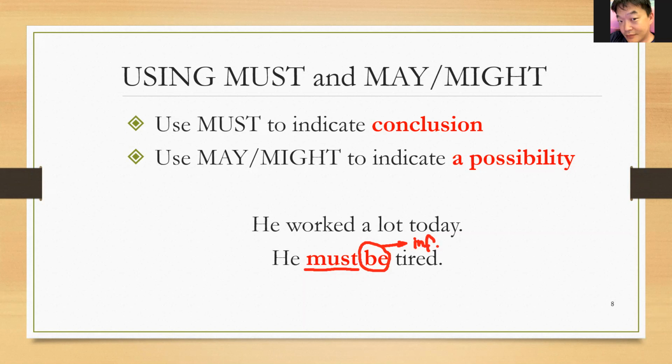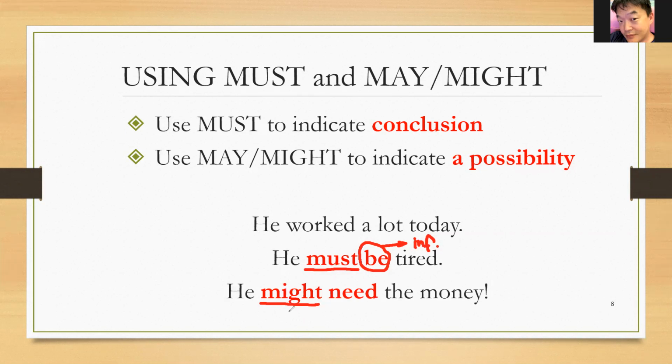Why is he working a lot today? He might need the money. It's the possibility. He's working a lot. He's working extra hours. He's working overtime. Why? There is the possibility, I don't know, he might need the money.